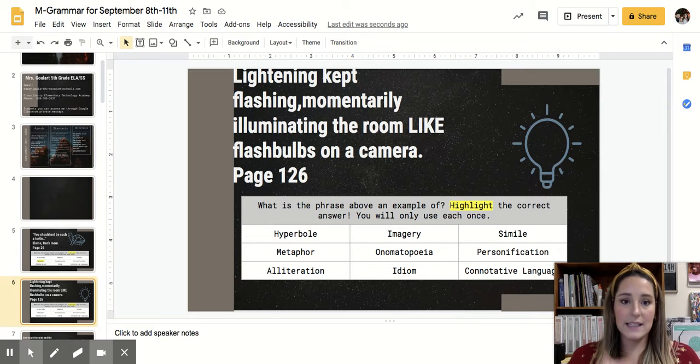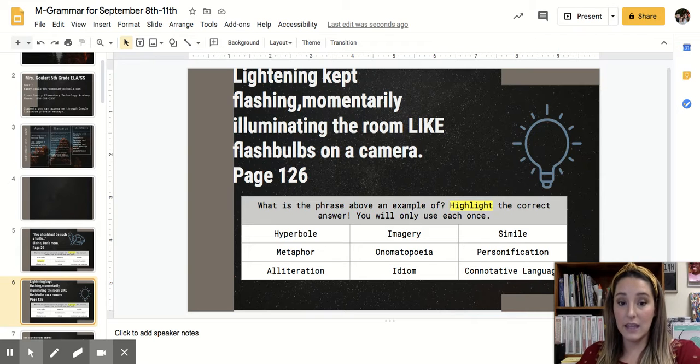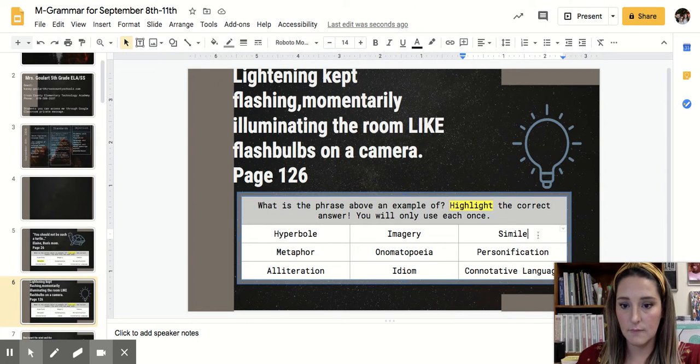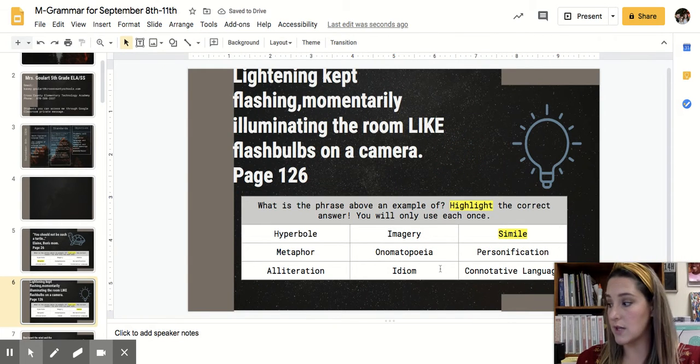All right, slide 6. Lightning kept flashing, momentarily illuminating the room like flashbulbs on a camera. What's being compared here? The room being illuminated like flashbulbs on a camera. Are we using like or as? Yes, we are. Therefore, it's not a metaphor, it's a simile. With charts, if you have to highlight or do anything like that, you might have to click on it a few times, okay?